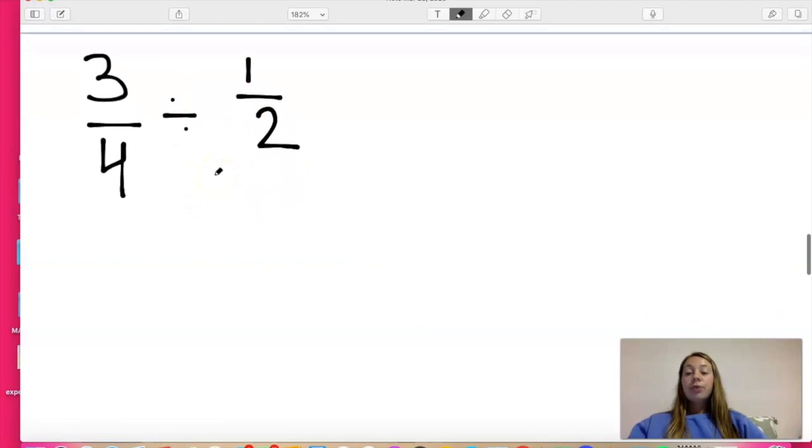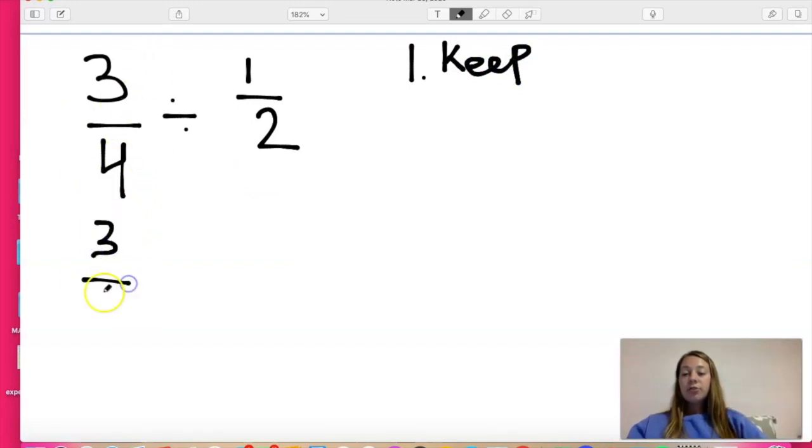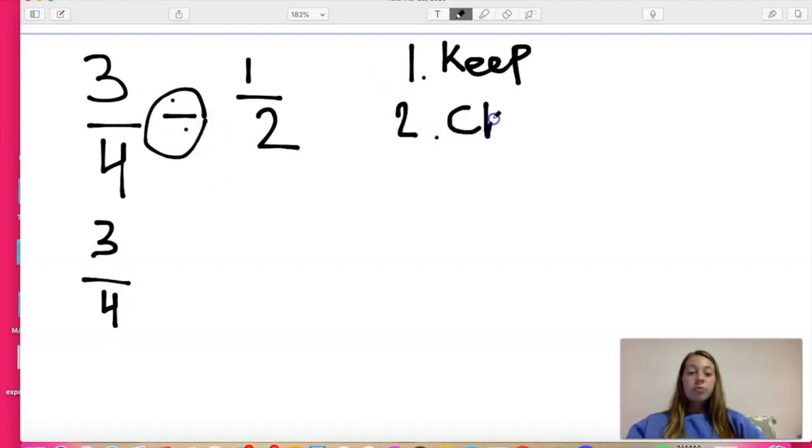So, three simple steps. Step 1, keep. You're going to keep the left side of the fraction, 3/4. Next step, change. Sorry, I'm not the best at this. Change. So you're going to take the division sign and you're going to make it a multiplication sign.